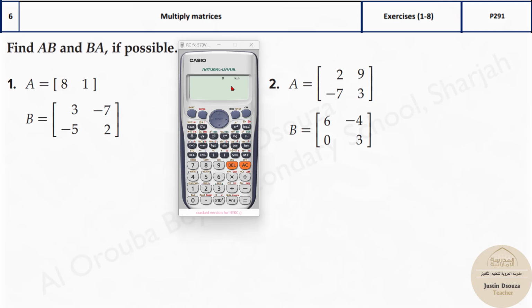Please watch the previous video of question 5 before watching this. Now, even for this, we do the same procedure at the beginning. Press mode and let's fill in this matrix. I'll do the second one first and then I'll come to this.